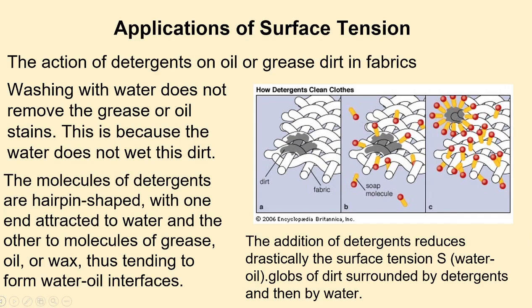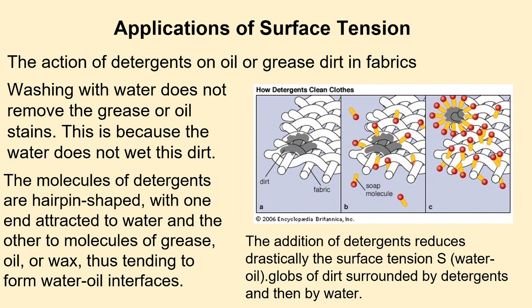Now let us see some of the applications of surface tension. Usually we are using water for the washing of clothes, but this water does not remove the grease or oil stains, because the water does not wet this kind of dirt, because there is only very little contact area between them. If the water could wet the grease, then the flow of water could carry some grease away.